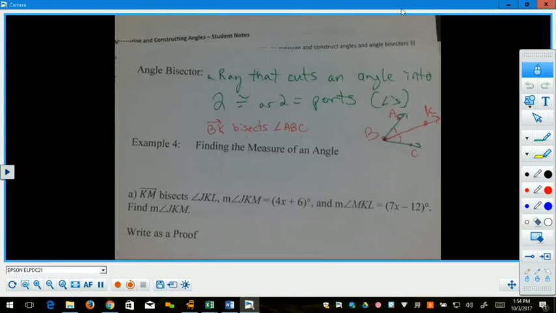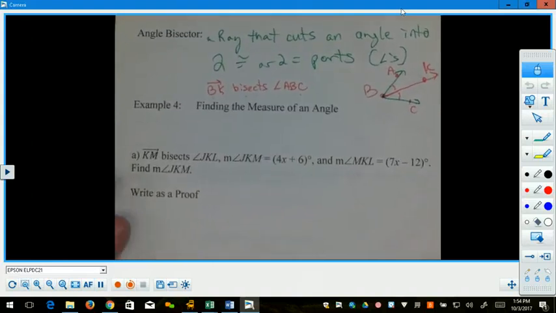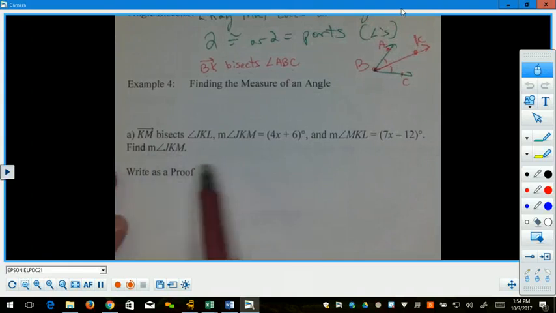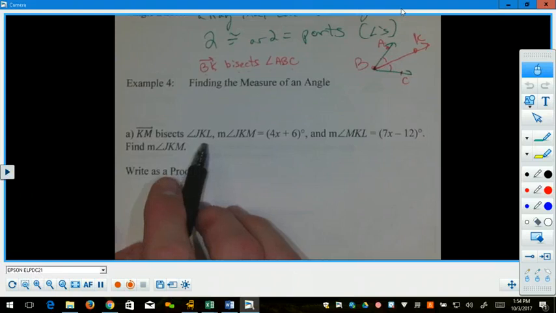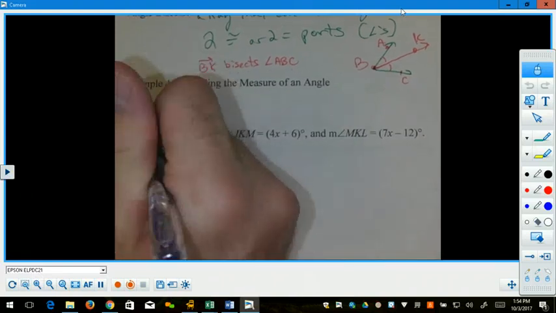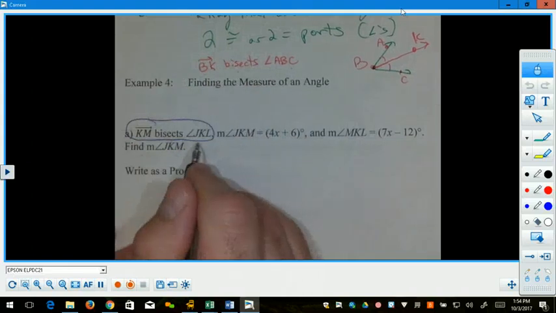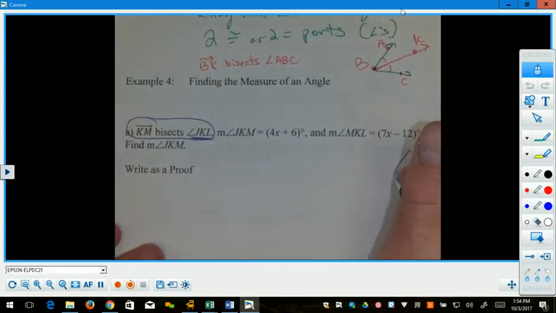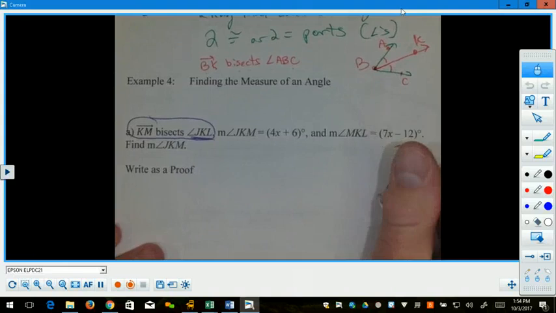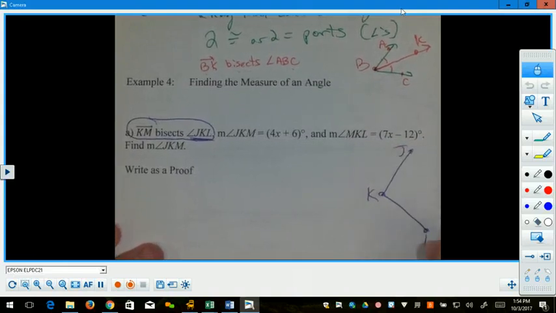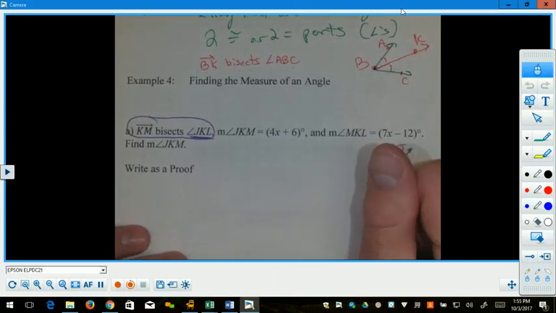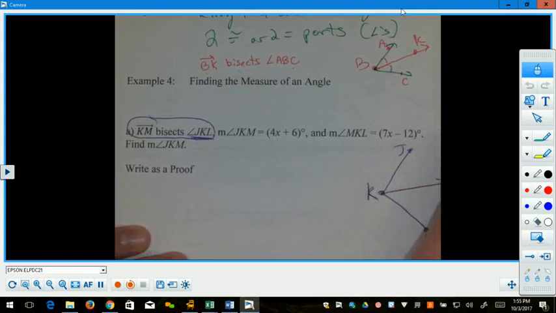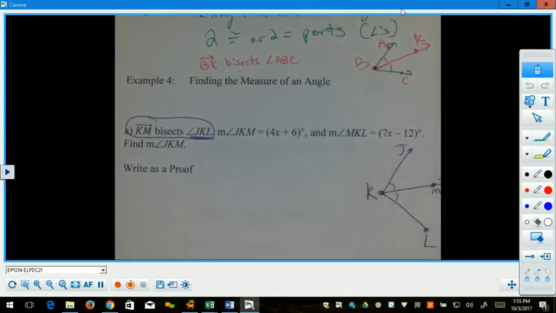Finding the measure of an angle, example 4, using angle bisectors. KM bisects angle JKL. Well, they don't give us a picture for this, so we're going to have to draw it. I'm going to start with the angle which is bisected. I'm going to draw that over here. I have JKL, and those don't look very straight, but we're going to pretend they are. KM, here's K, it's at the vertex. KM bisects it, which means this piece and this piece are equal.